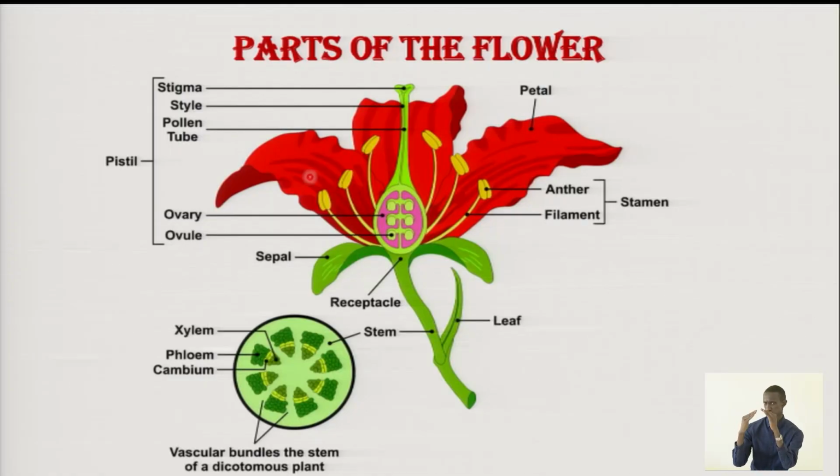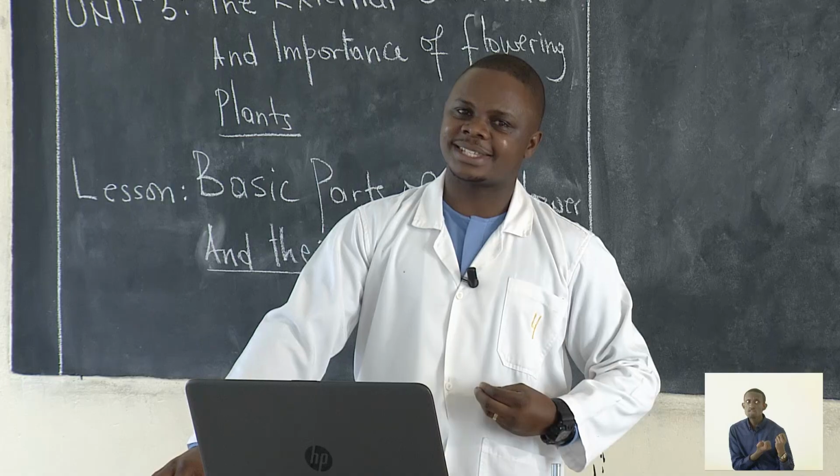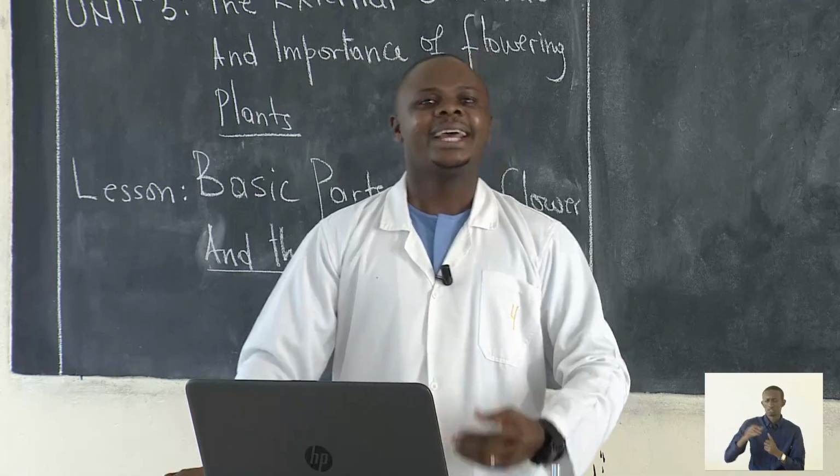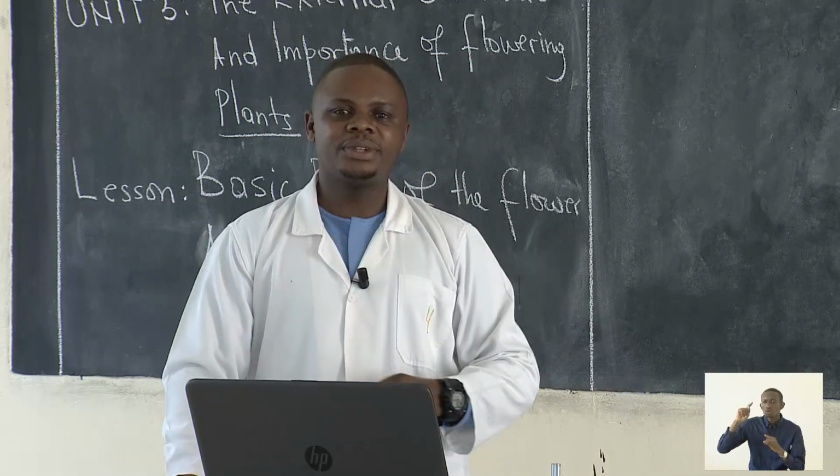From there, we have what we call petals. As you can see, petals are colored. That's why people like flowers, different colors. So these petals are colored, and being colored is an adaptation. It's an important function. Why? They attract pollinators. When pollinators see the colors of the flower, they come on the flowers.